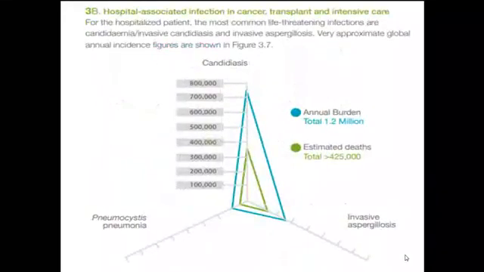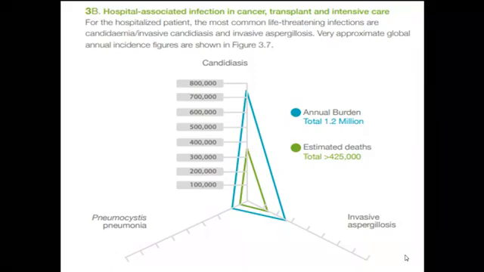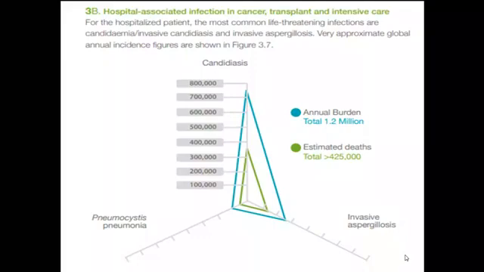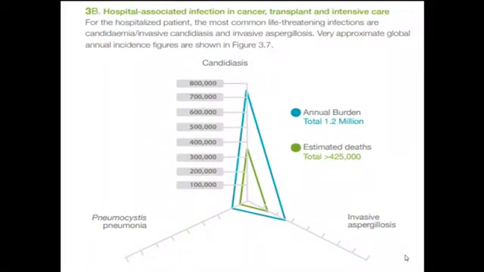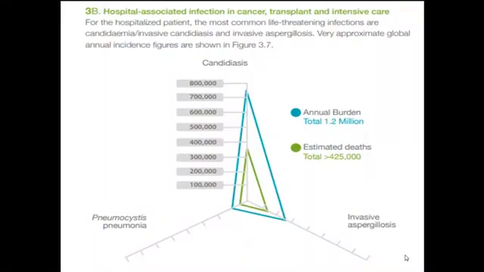On the other hand, for hospital-associated infection in cancer and transplanted patients and in intensive care, the annual burden is 1.5 million per year, and the estimated deaths are less than 500,000 per year. Oh my God.